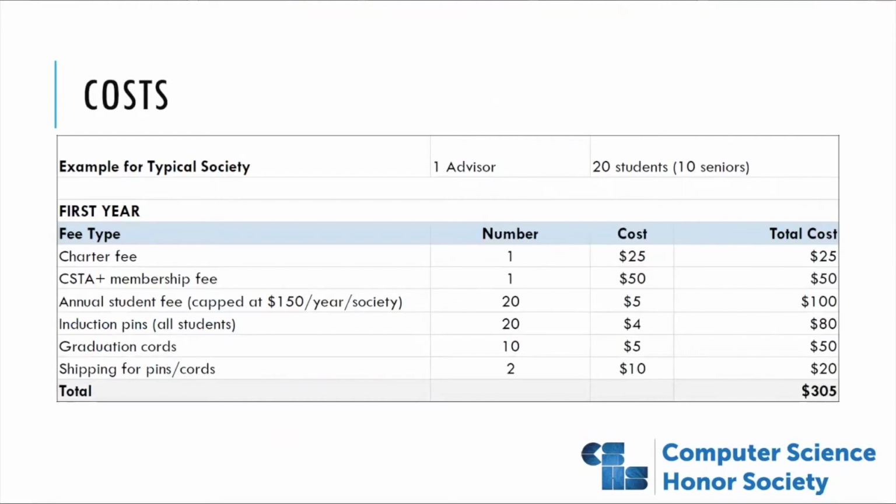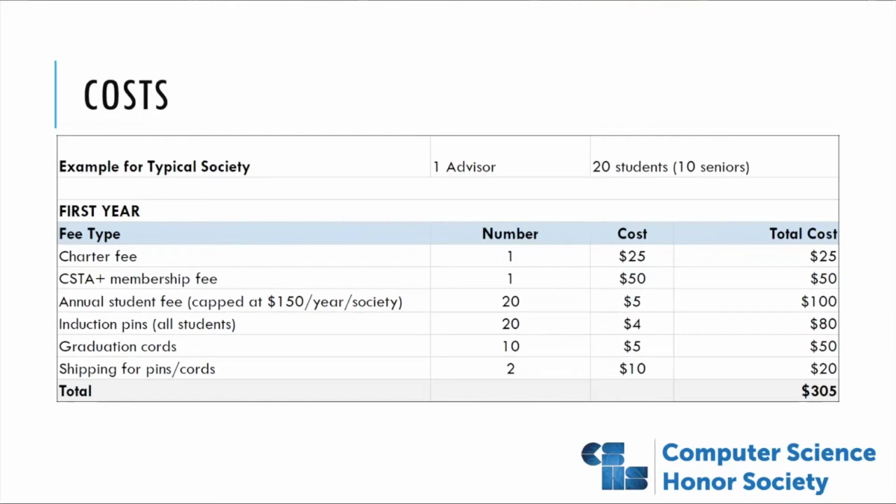So cost. There is cost involved, and obviously you can have your students pay to join, but then you're always concerned about those who may not be able to afford it. So there are some things I'm sure you could work out within your school. This is an example of one advisor and 20 students, and 10 of them being seniors. The charter fee is a one-time charter fee of $25. And this is the annual CSTA Plus membership fee for the advisor. And then there's an annual student fee, so $5 for each student to join.